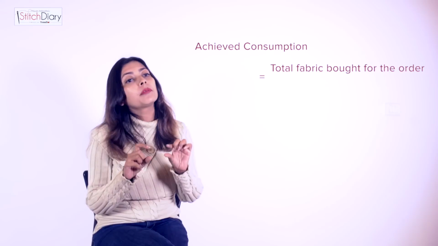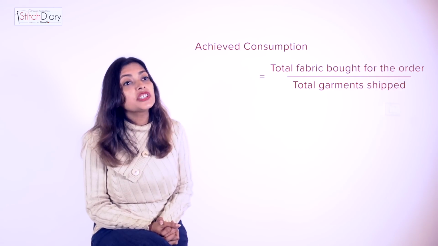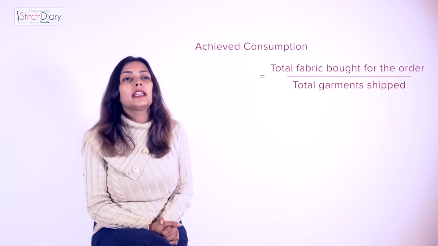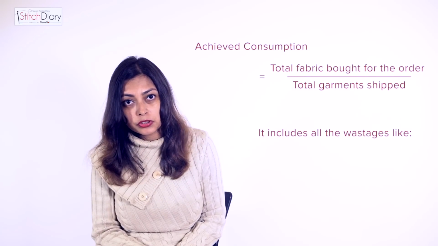The fourth metric we are going to talk about is achieved consumption. Achieved consumption is defined as consumption achieved per garment at the end of the order. It's one of the most important metrics to understand fabric usage. The formula for achieved consumption is total fabric bought for the order divided by total pieces finally shipped in the order. It includes all the wastages that may have happened during the production process.